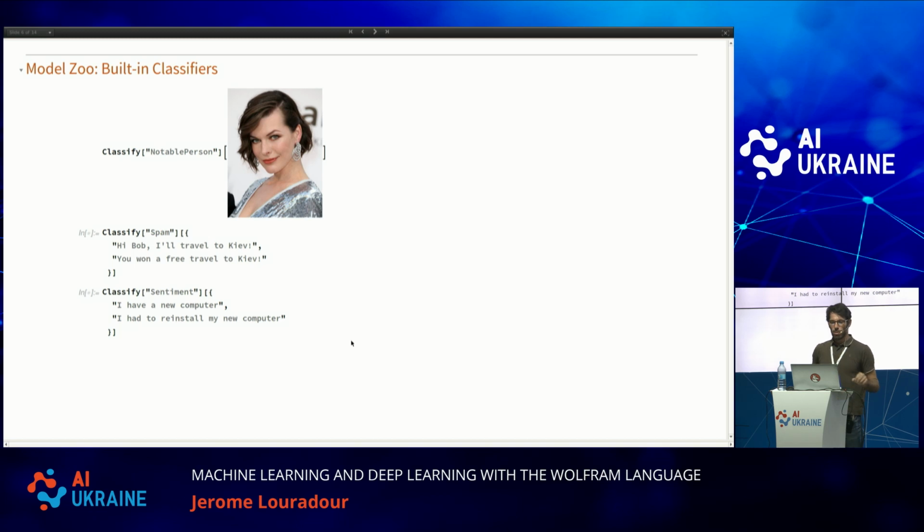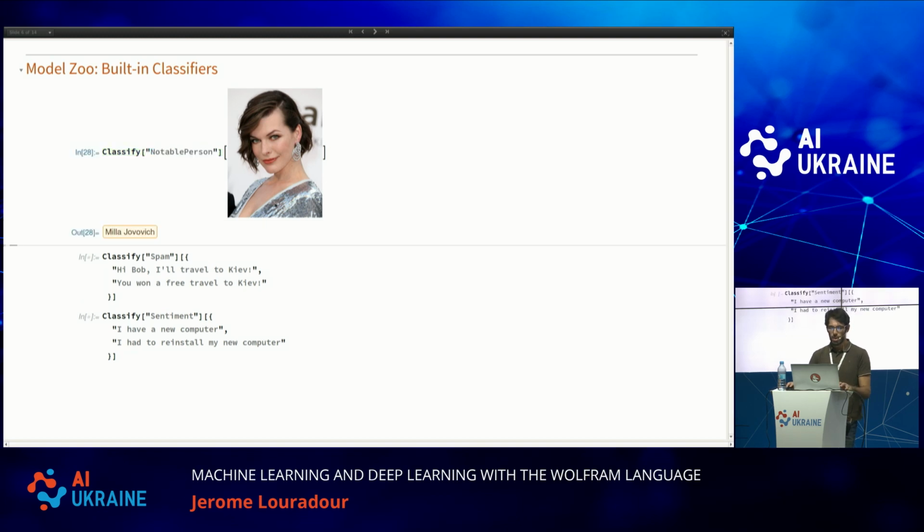Now I'm approaching all the pre-trained classifiers that we are offering in the language. Not all the classifiers that we train give birth to a function, because the number of functions would explode. So what we are proposing also is to have some pre-trained classifiers, and they are identified by a string. For example, there is a pre-trained classifier for notable person that I can run on images, and it's recognizing Milla Jovovich on this picture.